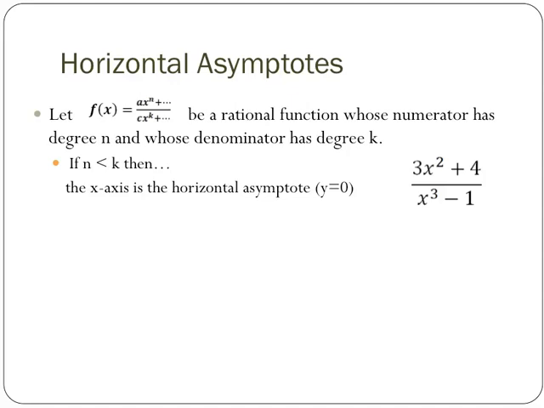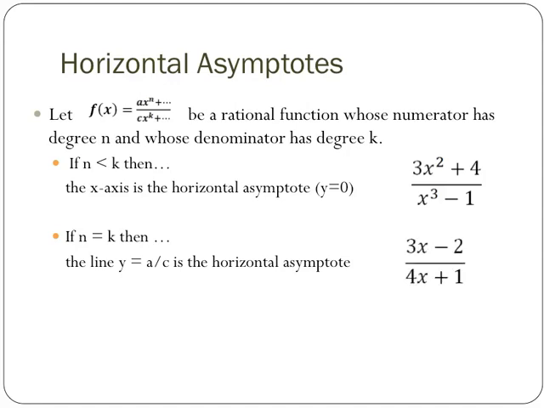Now if the degrees are equal to each other, so if n equals k, then the line y equals a over c is the horizontal asymptote. Now where did this a and c come from? Well, if you look back at the function f of x, you'll see that a is the leading coefficient of the numerator and c is the leading coefficient of the denominator. So you would divide the leading coefficients, and that number is the horizontal asymptote. So here's an example, (3x minus 2) over (4x plus 1). This has a horizontal asymptote at y equals 3/4.